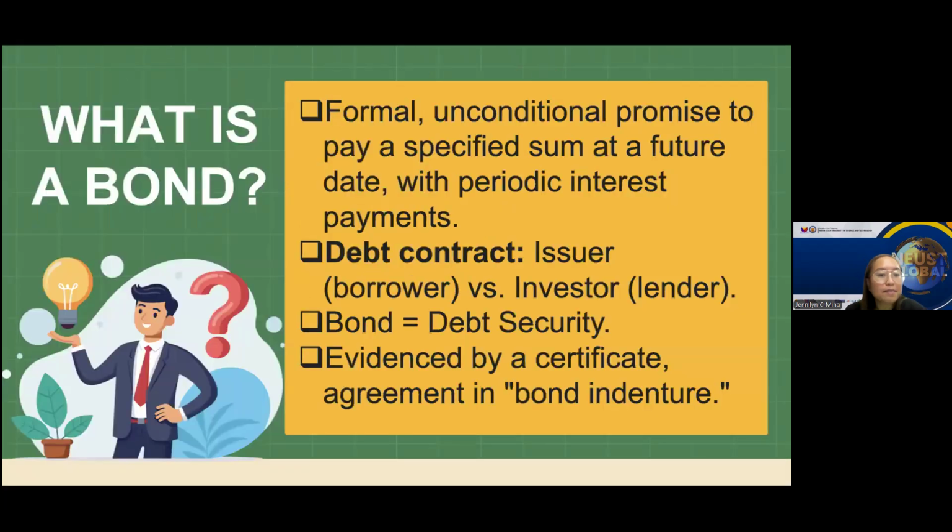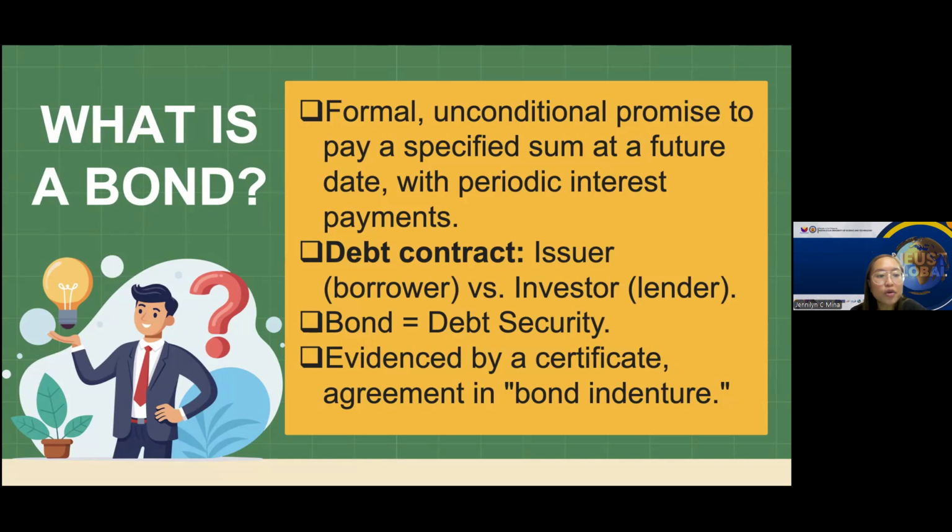Okay, what is a bond? A bond is a type of loan where an investor lends money to a company or government in exchange for regular interest payments and full repayment at a future date. Example, the Philippine government issues bonds to raise money for projects like, again, building roads and schools. If you buy a bond, you're lending money to the government and they pay you interest regularly until they return your full investment at the end of the bond term or the maturity date.